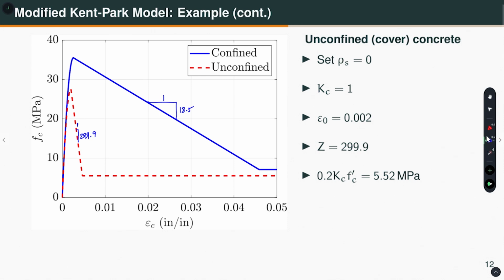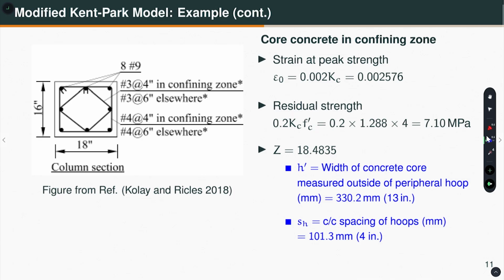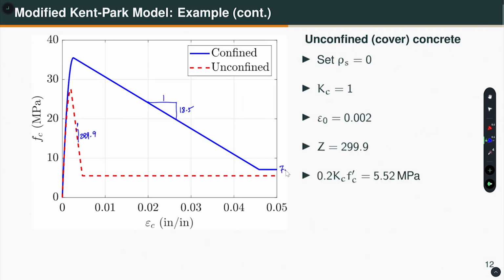For the confined concrete we calculated it was 7.1 MPa, this is 7.1 MPa, and for the unconfined concrete we calculated this is 5.5 MPa, right. So, that defines my stress strain response under monotonic loading, right.